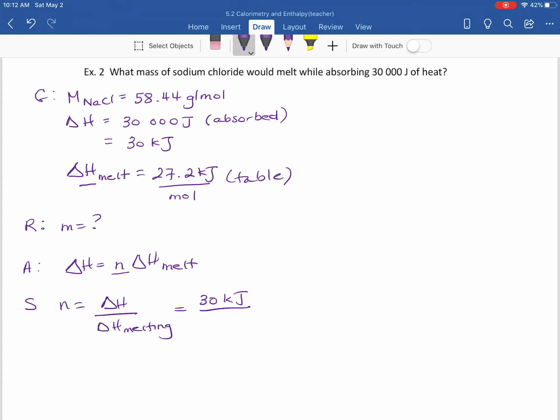When I do that, I've got 30 kilojoules and 27.2 kilojoules per mole. There is a reason for making that 30,000 joules into kilojoules, because that's the unit of my molar enthalpy. You want to make sure you're always dealing with the same units so they eventually cancel out. So when I cancel these out, n will equal 1.10 moles.